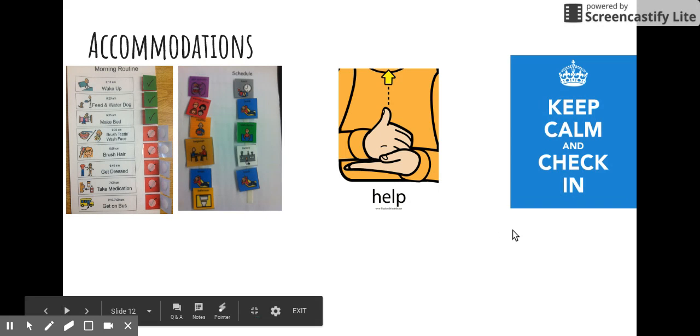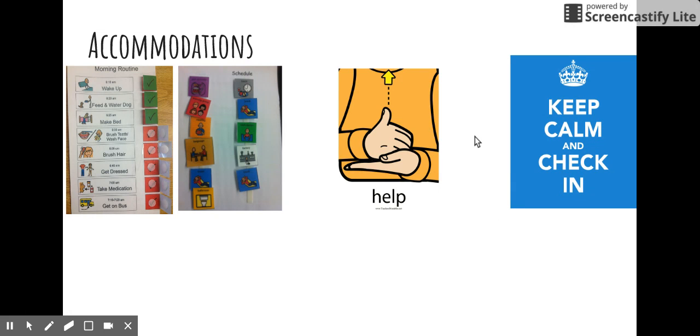The next one is more for us. It's a reminder for us to keep calm and check in with the students, not only when they're in crisis, but throughout the day, so they don't see the need to get into a crisis. So we can be proactive and prevent things from happening. But the key word here is us keeping calm. Our emotional state will affect the student's emotional state. So if we are getting upset ourselves, we need to know when to take ourselves out of the situation so we don't make it worse.